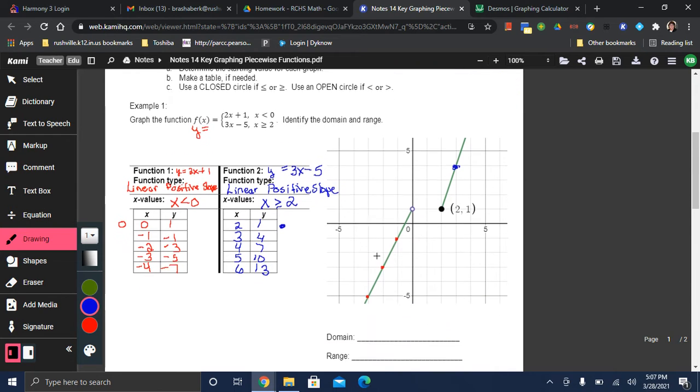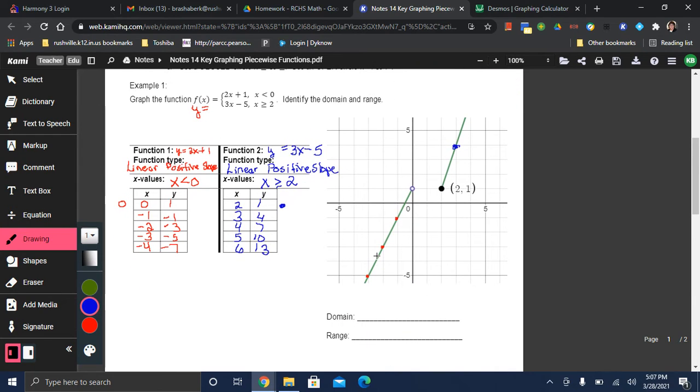Then you're asked to identify the domain and range. Now, we haven't done a lot of this, but that's really the important part of this type of graphing. So for the domain, now remember that the domain is your x's. I have the domain listed in interval form. So we haven't done a whole lot with this.